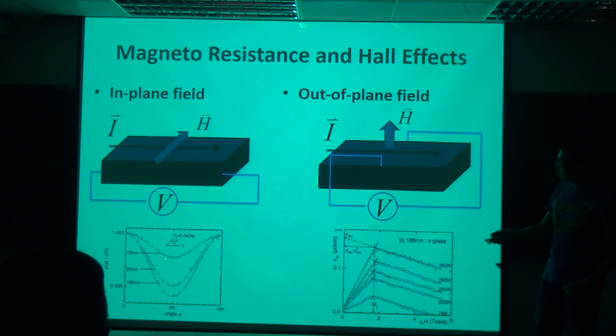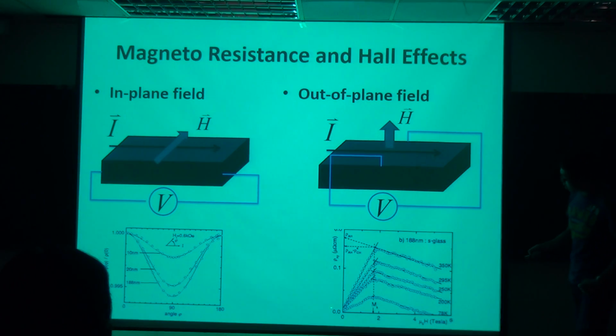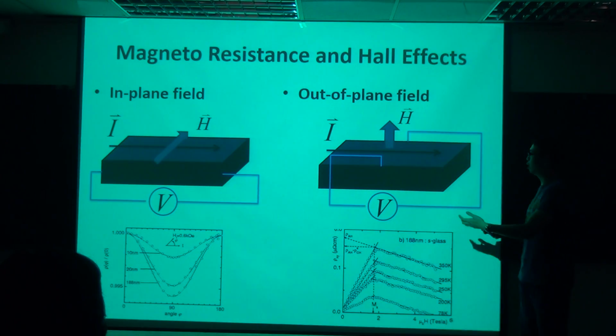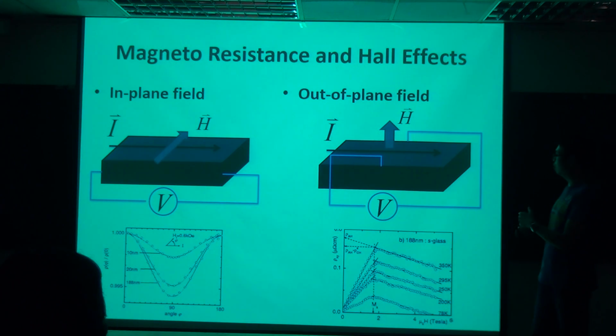So this is the angular dependence, or the angle dependence of MR, and this is the out-of-plane field dependence of the transverse resistivity. So these two are the typical quantities that we will measure if you're in the field of, say, experimental condensed matter physics. These two are your friends.